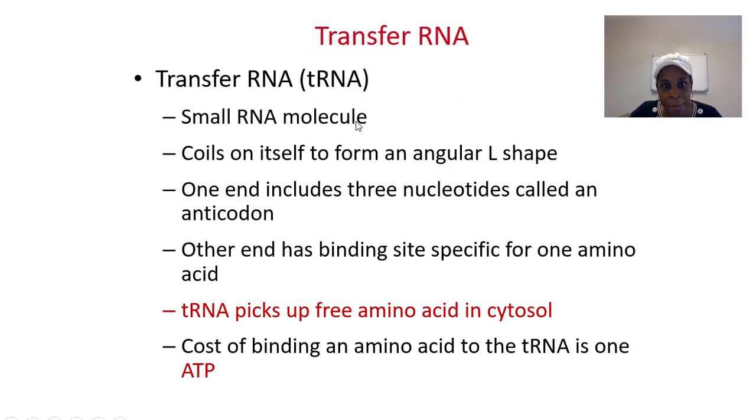So what is the tRNA? It is a small RNA molecule, right? Coiled on itself to form an angular L shape. It's different than DNA. You can tell differences between DNA and RNA here. So what does the tRNA do? It picks up free amino acids in the cytosol. It picks up free building blocks of your pizza in your kitchen to bring them to the oven to build the pizza. And it takes energy. Of course, you have to plug your oven to make it happen, or you have to use gas. You have to use energy to bake your pizza. So it has to use ATP in the cell.